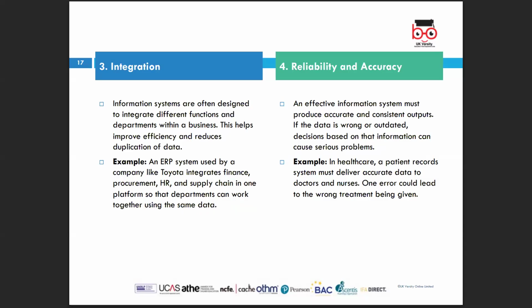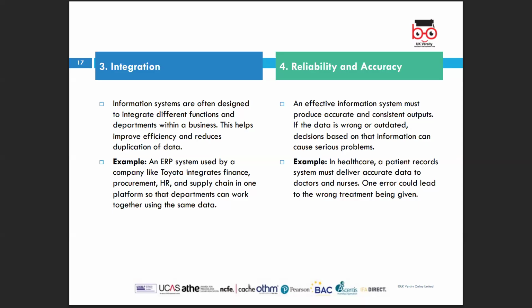Also, we have integration, where information systems are often designed to integrate different functions and departments within the business. This helps improve efficiency and reduce duplication of data. For example, an ERP system used by a company like Toyota integrates finance, procurement, HR, and supply chain in one platform so that the departments can work together using the same data.